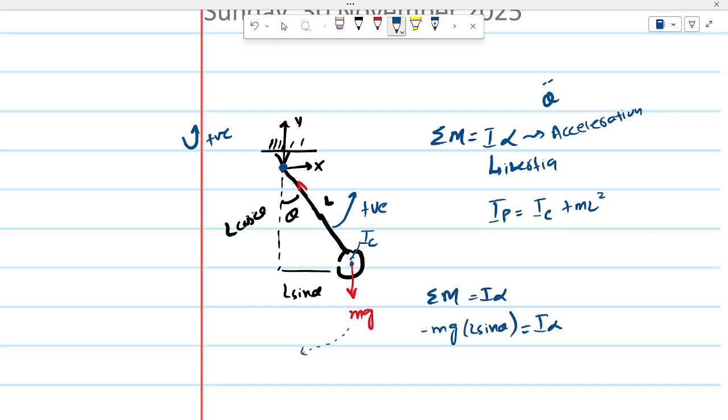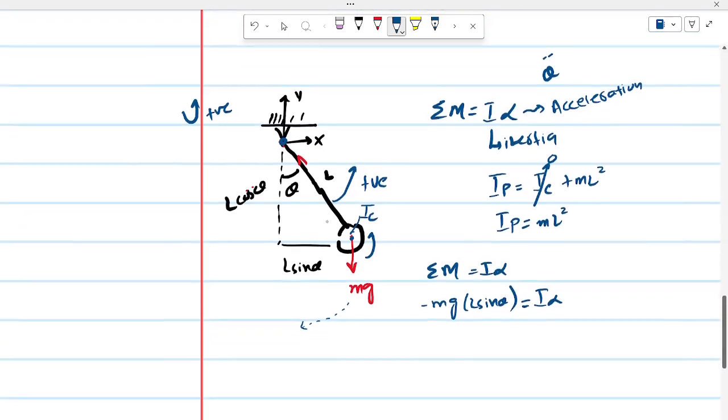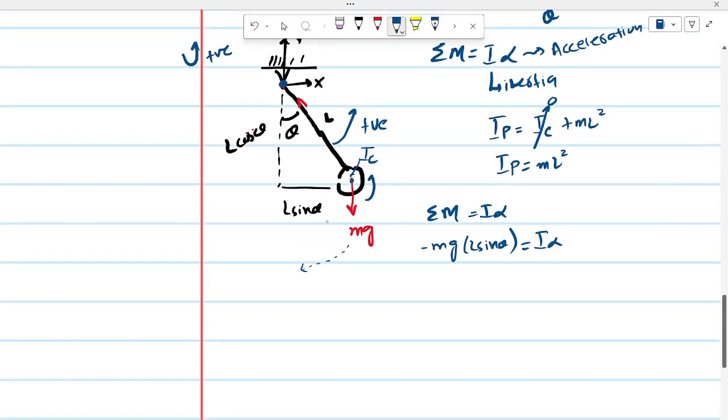Since this body is not rotating around its own axis, this term becomes 0. The body is only moving in a circular path, but it's not rotating about its own axis, so this becomes 0. So the total moment of inertia of this point mass is equal to ml square. Is it clear? So it becomes ml square alpha plus mg L sine theta equals 0.